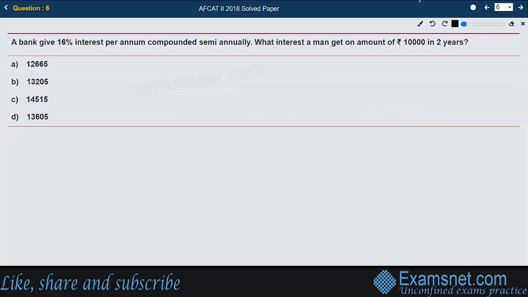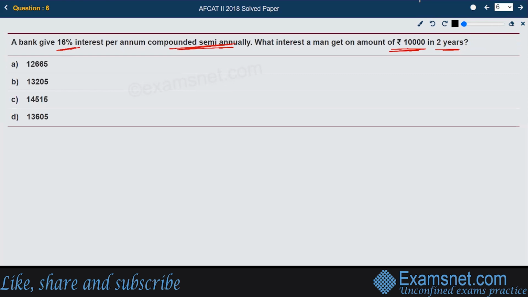Let us have question number 6. A bank gives 16% interest per annum, compounded semi-annually. What interest does a man get on an amount of 10,000 rupees in 2 years? Okay, so we need to know the compound interest.